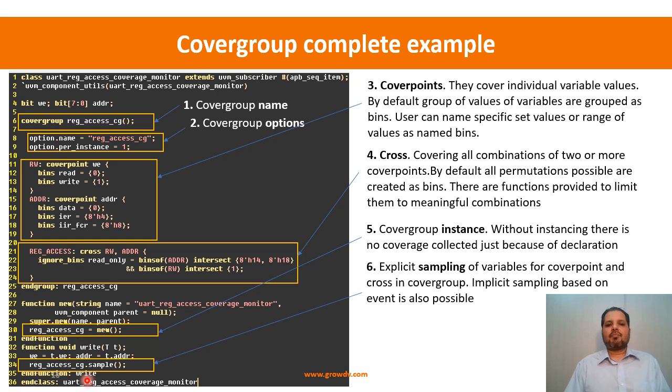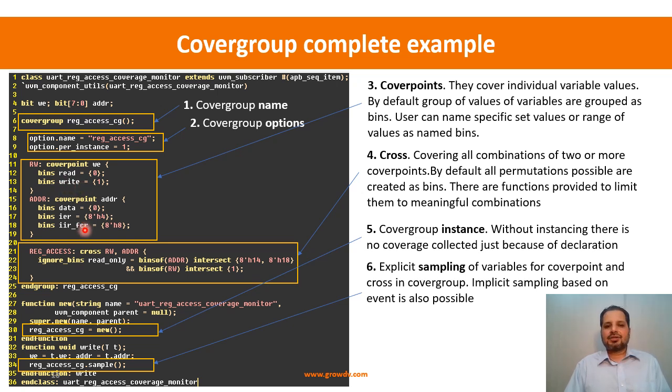Let's take an example. Let's say I got an APB sequence item, and that sequence item happened to be a write, to, let's say, address 4. It will look into the coverpoint WE, see that I have two bins, and see that the value 1 matches the write bin. So the count for the write bin will increment by 1.